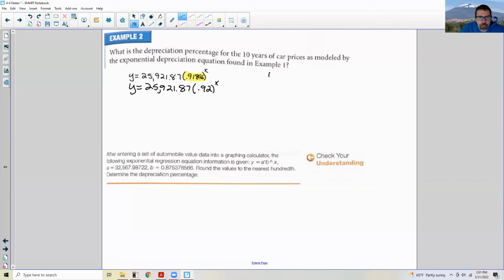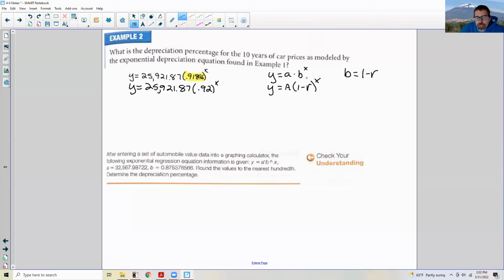And we can write this in 2 different ways. We can write y equals A times B to the X, or we can write it as y equals A times 1 minus R to the X. So therefore B equals 1 minus R. Okay, so either way, if you've taken any other algebra classes, algebra 2 by the way, you probably would have seen this formula.